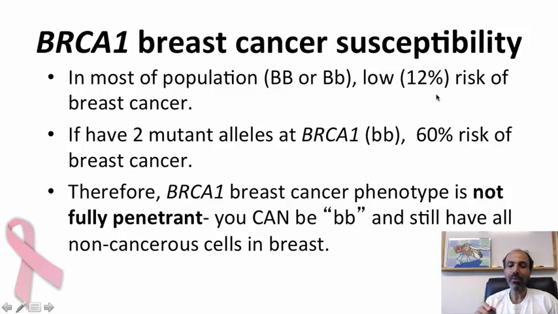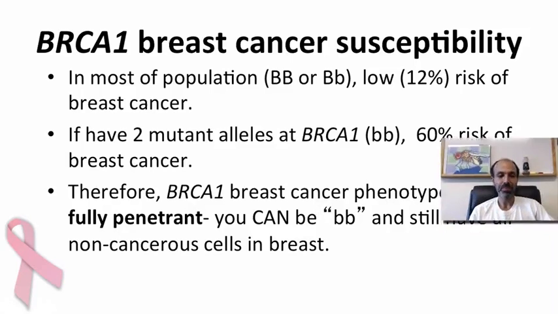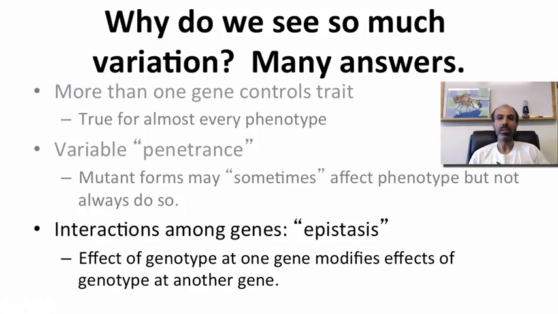But not everybody who's little b will get breast cancer, right? This is not fully penetrant in that regard. So the BRCA1 breast cancer phenotype is not fully penetrant because you can be little b and still have all non-cancerous cells in your breast. So this sort of variable penetrance also contributes to some of the variation we see in traits. Okay? Well, what else could do it?